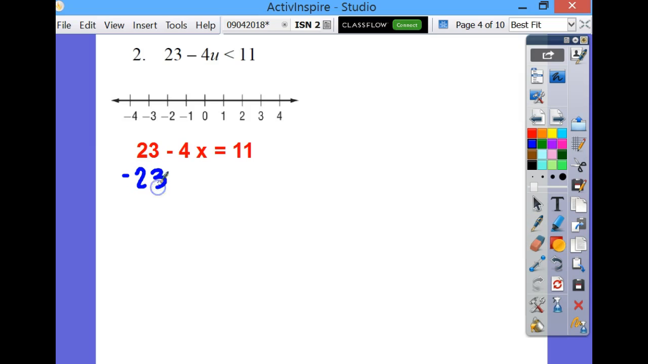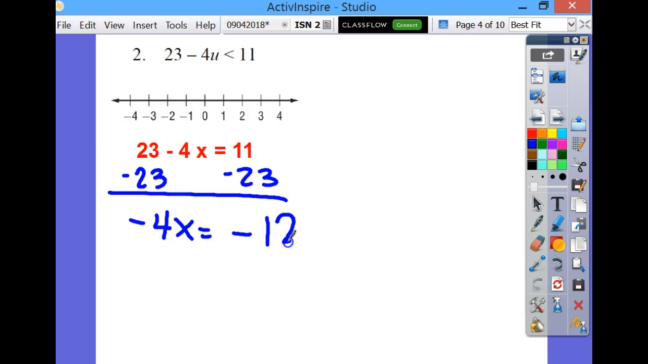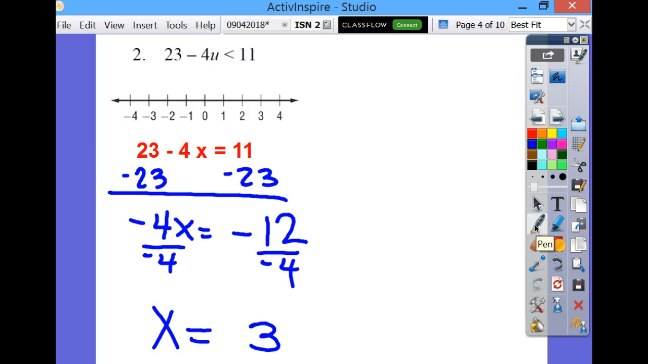Except that when I solved it earlier, I made a sign mistake. Don't make a sign mistake. You subtract 23 from both sides and you get a negative 12. Divide by a negative 4 and you get a positive 3. So, solving the inequality is almost the same.